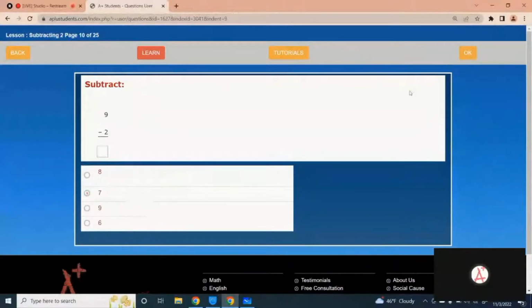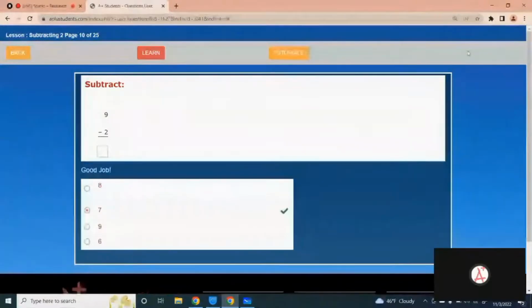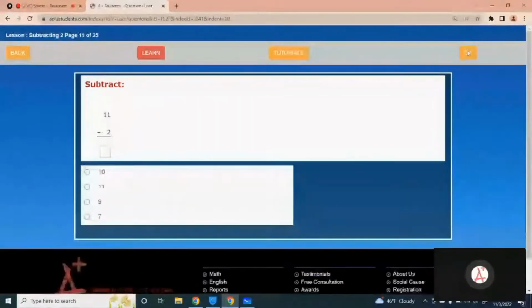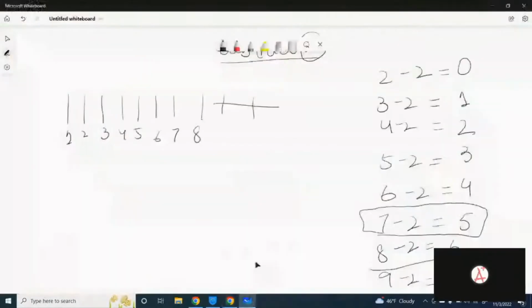Okay, you can complete the calculation today. For more help with the topic, you can contact any tutor on Skype. They are available from Monday to Friday, 5 to 9. Got it? Let's start with the next topic. The next topic is subtracting 3.